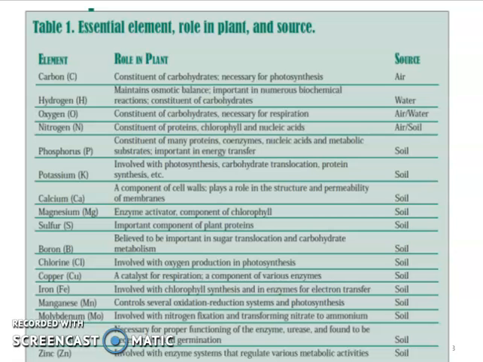So the 17 essential elements are carbon, hydrogen, oxygen, nitrogen, phosphorus, potassium, calcium, magnesium, sulfur, boron, chloride, copper, iron, manganese, molybdenum, nickel, and zinc. These 17 elements are considered essential elements. The first 9 elements are considered macronutrients, and the remaining are micronutrients.